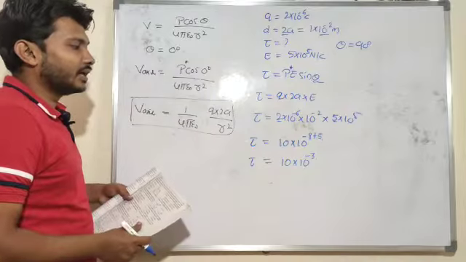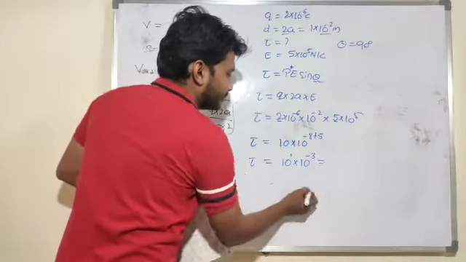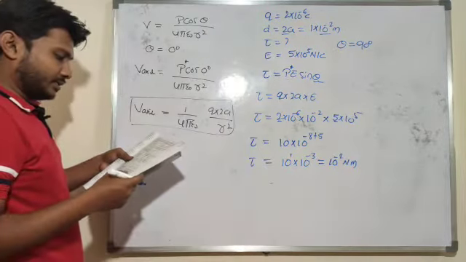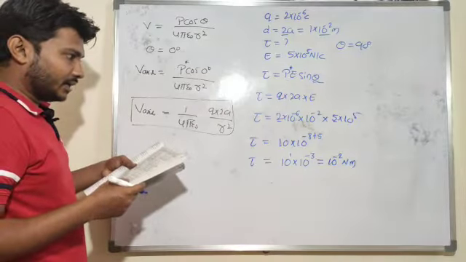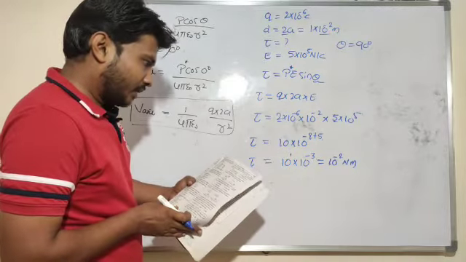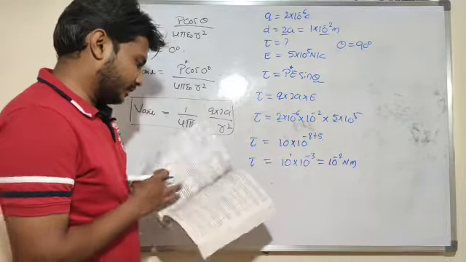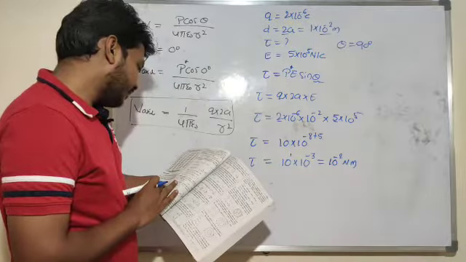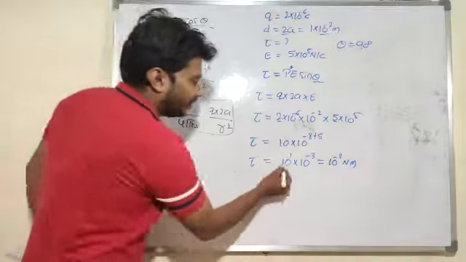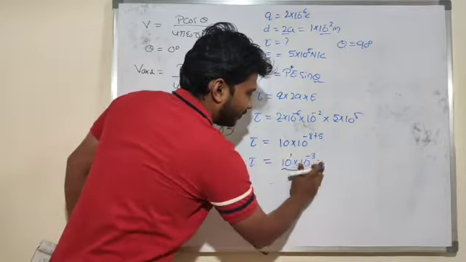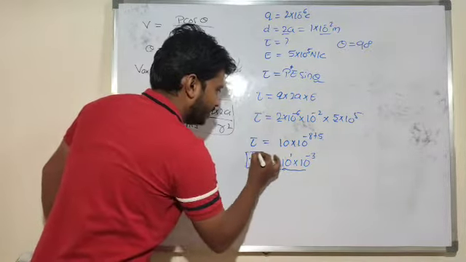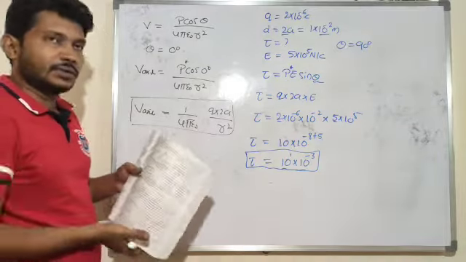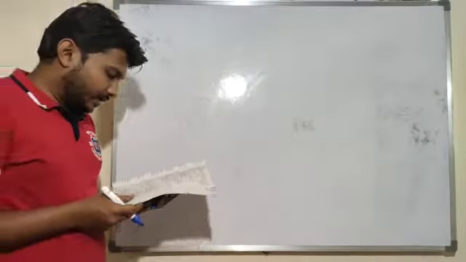So what is the answer here? 10 into 10 to the power of minus 3, that is 10 to the power of minus 2 Newton meter here. Let me check out the answer, the 18th one. In that option, 10 into 10 to the power of minus 3 is there. 10 to the power of minus 2 is not there. So the answer is 10 into 10 to the power of minus 3 here. We'll look at the next one.